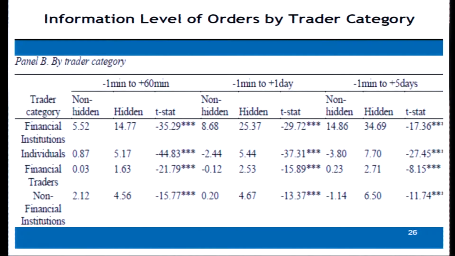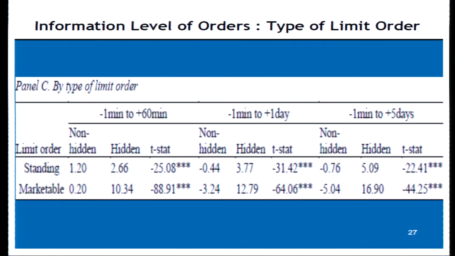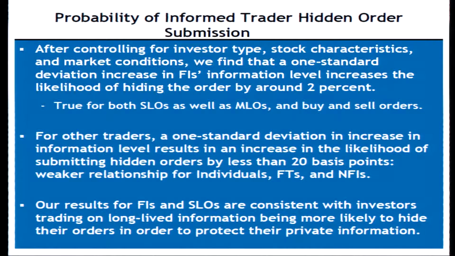We do it with respect to the trading category of each of those various institution categories. Again, hidden versus non-hidden, we get exactly the same results. We do it with type of limit order. Now, surprisingly to us, a large number of marketable limit orders are also hidden. But anyway, we get exactly the same result. Now, we also control for investor type and other things and look at the probability of an informed trader submitting a hidden order, as distinct from just these descriptive statistics.